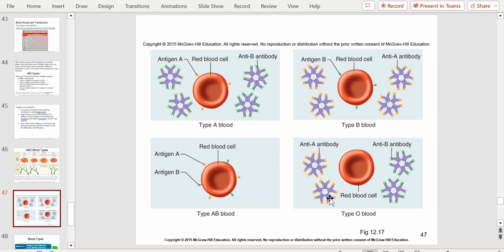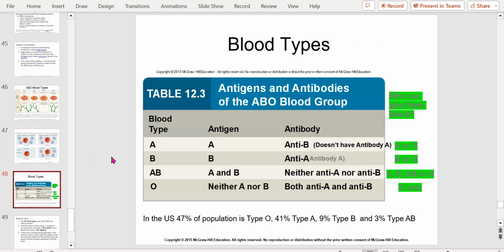So if we can get rid of these guys here and just inject the RBCs, it now becomes a universal donor. So who can give blood? Okay, so type A can receive from A or O. Type B can receive from B or O. AB can receive from A, B, AB, O.